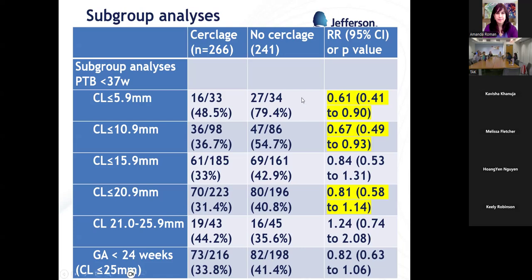So, Whitney, this is the most important slide that I've shown. Oh, good. So I didn't miss anything.